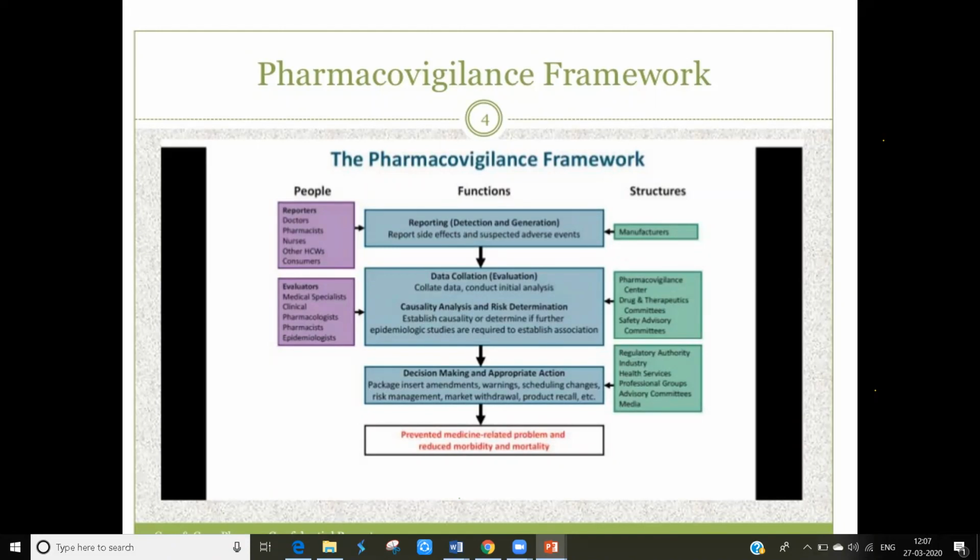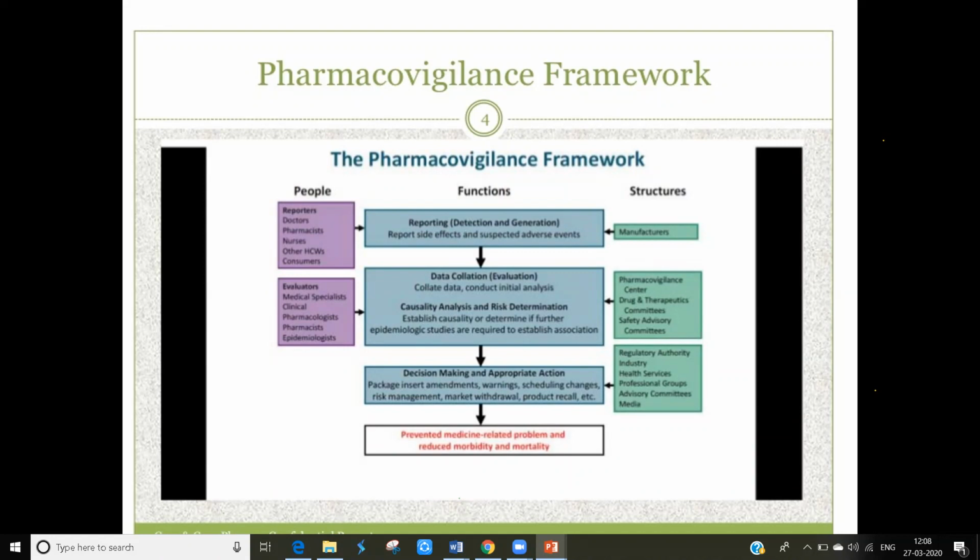They cannot only sell and keep quiet. After selling, if any adverse reactions or any issues are happening, they should report back. So that has to be made mandatory for all the manufacturers also. And next, what happens to this data collected and detected? That is data collection and evaluation.